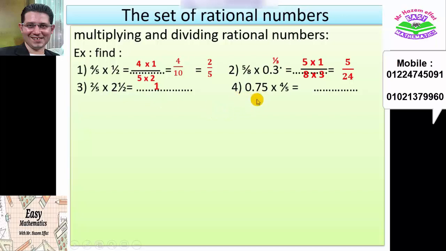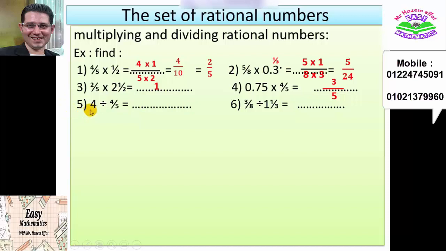What about number 4? Here he gave me a decimal multiplying by a fraction. As the first time, we must change this decimal into fraction form. It will be, by using the calculator, yes, 3 over 4. Now we can multiply both of them, and finally the result will be equal to 3 over 5.